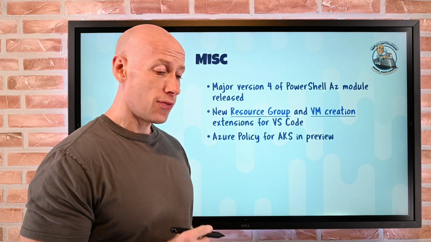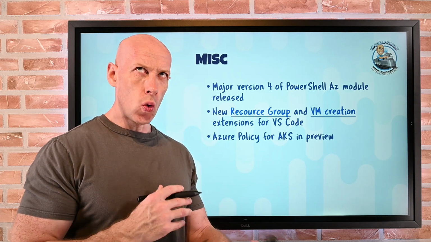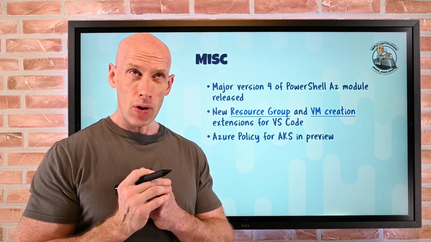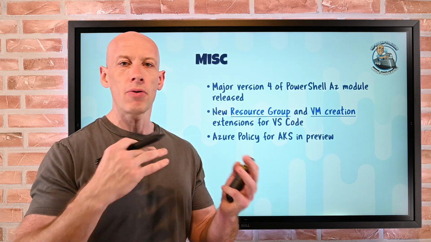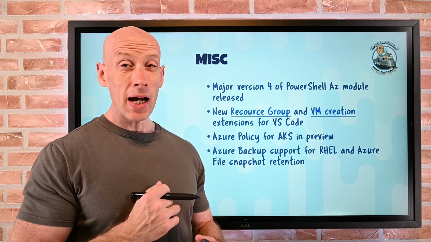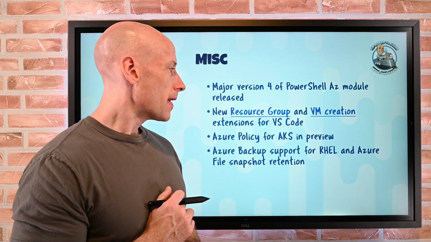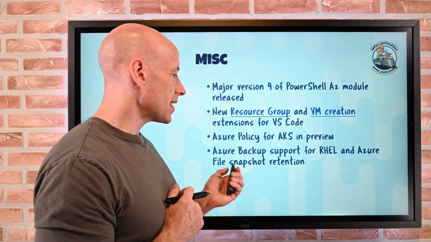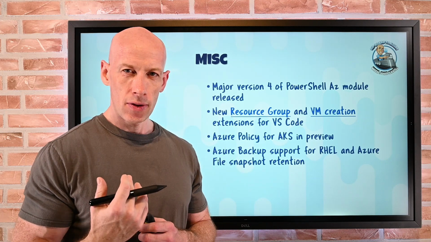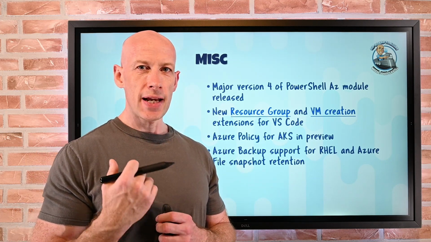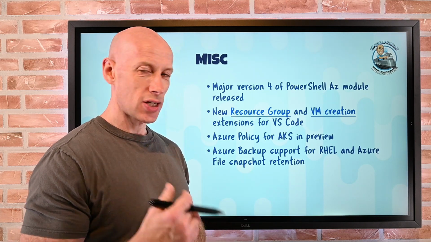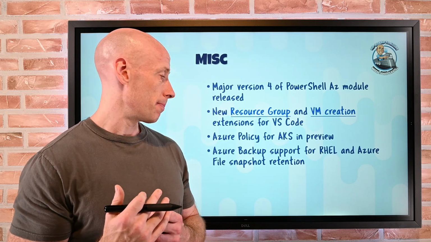There's now Azure Policy for AKS in preview. So I can audit and enforce certain capabilities I want in my AKS cluster. And I can set these policies on pods, on namespaces, on the ingress. So I have all of those capabilities. Azure Backup now supports Red Hat Enterprise Linux, and it also has an Azure File Snapshot Retention capability. So if I take a snapshot now of Azure Files, again, I can protect myself from some accidental deletion or malicious deletion of that data. So it's actually going to keep those snapshots for a period of time.